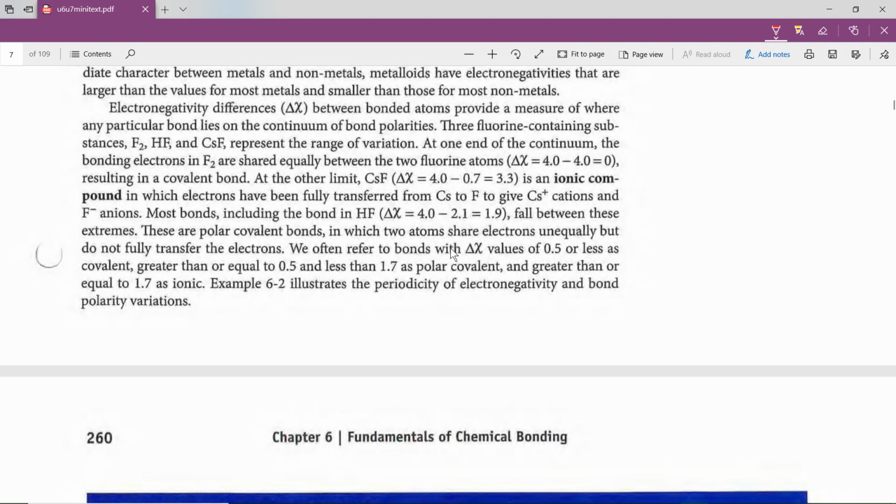Then this part I don't want to emphasize, I'll just say it once. We often refer to bonds with delta chi 0.5 or less to be covalent. I don't even want to say that. Greater than 0.5 and less than 1.7 is polar covalent. I would just say if the difference is more than 0, then it's polar covalent. And 1.7 seems to be a borderline between polar covalent and ionic. But again, that's just a rough idea about that.